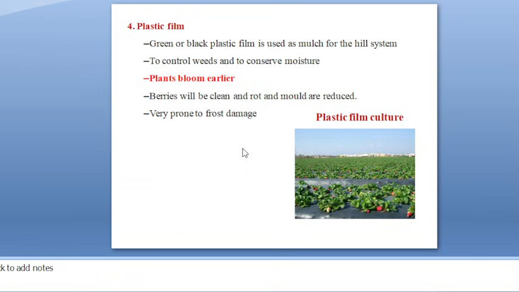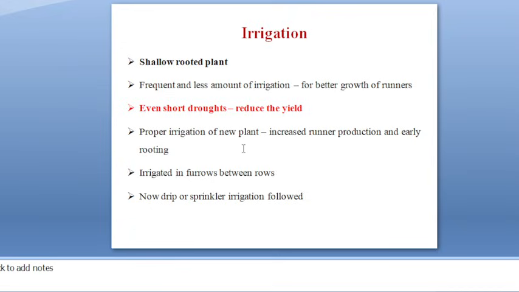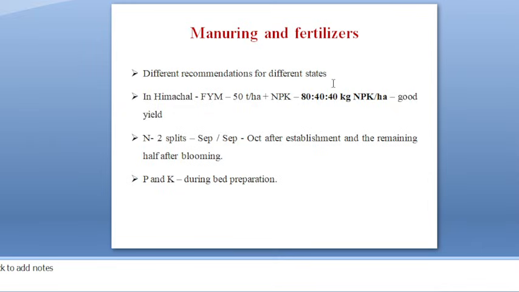The next aspect is how we can irrigate this. Normally, this is a shallow rooted fruit crop, and because of the shallow roots there are chances of rotting, even verticillium wilt problem. We can avoid this problem by proper frequent irrigation, but light irrigation that we have to provide frequently. Normally it is recommended to go for sprinkler irrigation or drip irrigation.